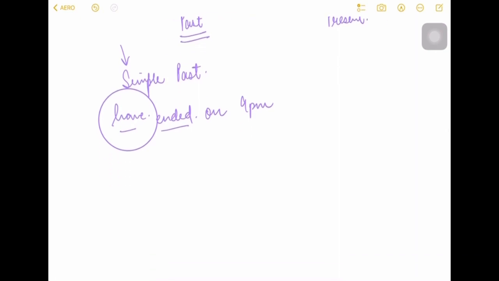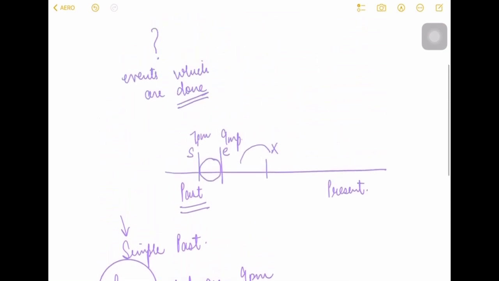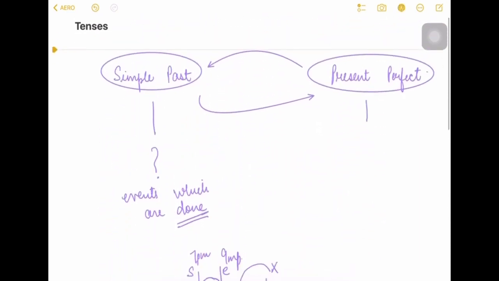Another example: there was a meeting at the school yesterday. I went to college. I went to work. I was going there. All of these examples are totally in the past and we cannot use present perfect for them. Now let's understand when we have to use the present perfect tense.